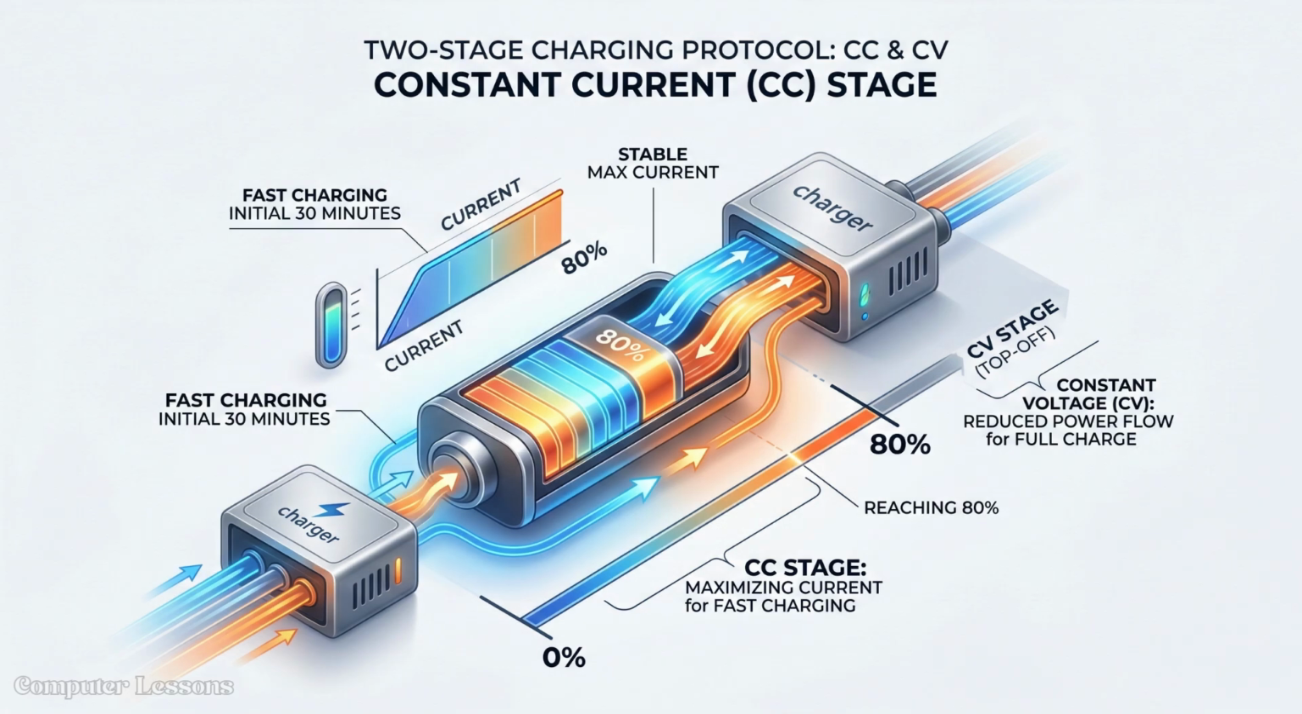Charging a battery is not a simple linear process, but a two-stage protocol known as CC and CV charging. The first stage is constant current, where the charger pumps in as much power as possible to reach 80%. This is why your phone charges very quickly during the initial 30 minutes.